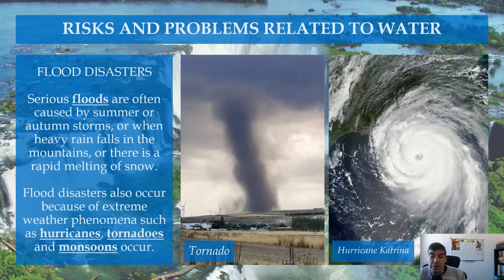Also, these flood disasters can occur because of extreme weather phenomena, such as hurricanes. For example, this one, Hurricane Katrina, I think this was in 2004, but it destroyed most of the southern part of the United States, mostly the city of New Orleans. Tornadoes, which are the same but on the continent. And monsoons. Monsoons are the monzones, and they are heavy rains that happen in the summer, but we will study them more deeply when we study the weather and the climates.